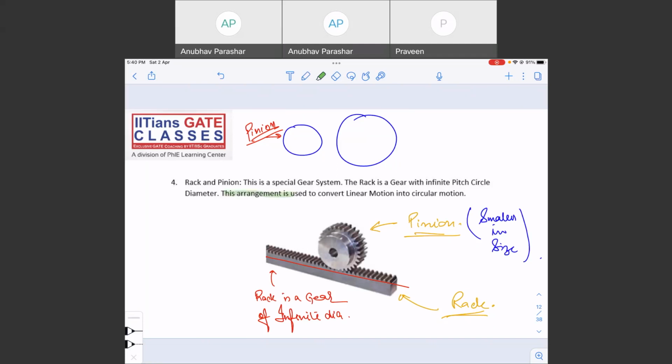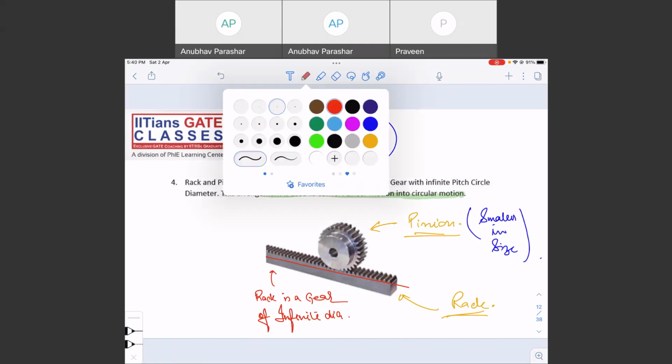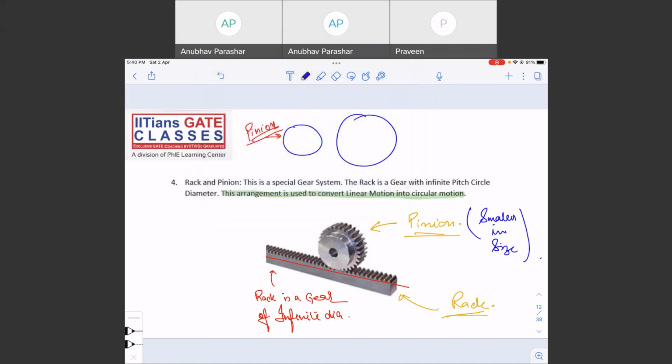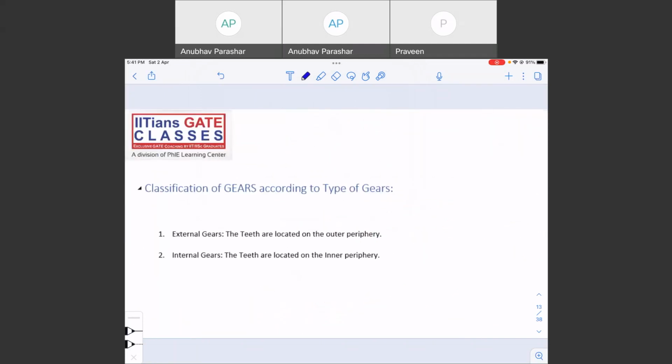So why exactly do we use rack and pinion? This arrangement is used to convert linear motion into circular motion and vice versa. Linear motion means the rack will move linearly to and fro, and it will result in the circular motion of the pinion. And vice versa, the circular motion of the pinion will also result in the to and fro linear motion of the rack, right?